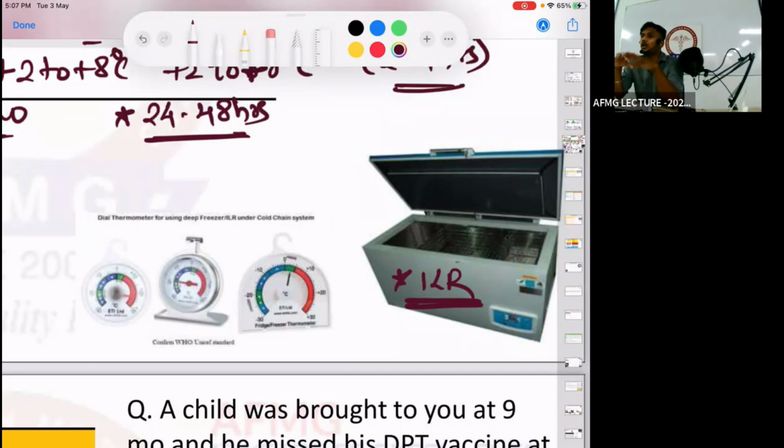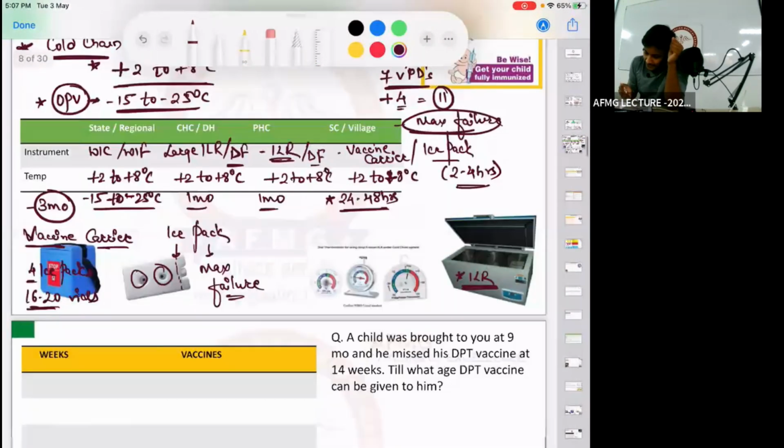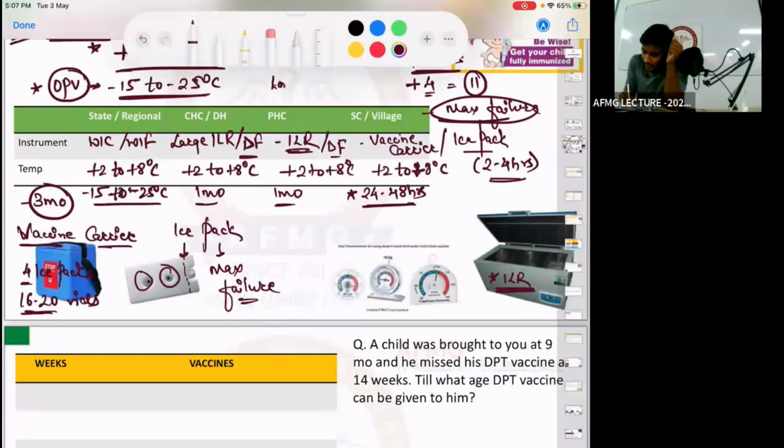Okay, if they ask you the lowest level of vaccine storage, it is PSC. Why? Because at sub-center or below, vaccine storage does not occur. Vaccines are taken to the sub-center or village only on the day of vaccination from the PSC. Okay? So lowest level of vaccine storage is at PSC. No issues with this, anybody?